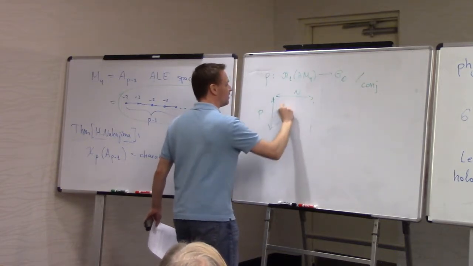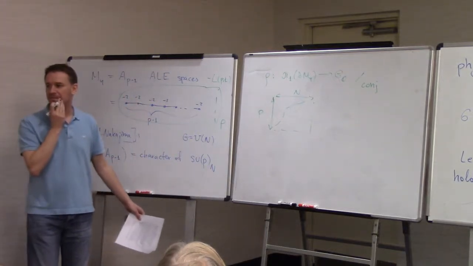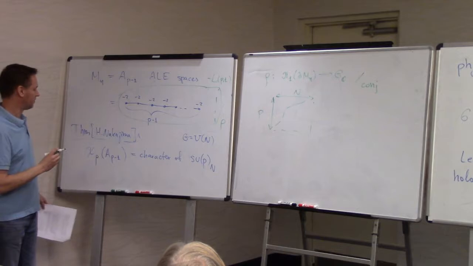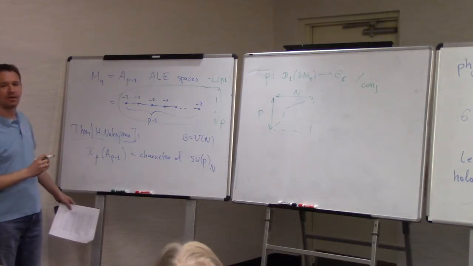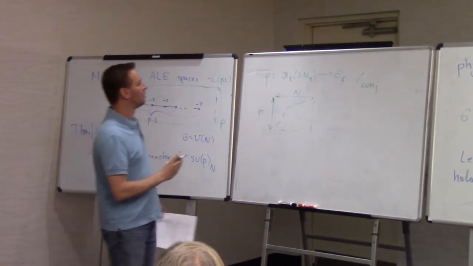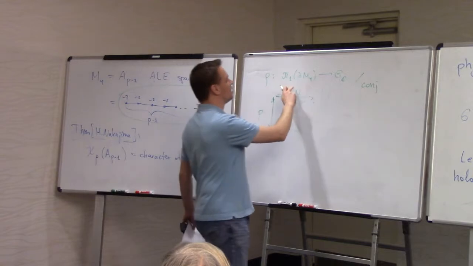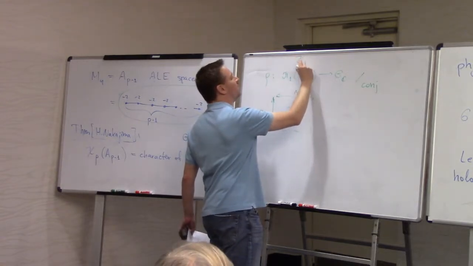So Young tableaus that fit into this box. If I'm not mistaken, it's a cyclic group. So the fundamental group is a cyclic group. So what is the fundamental group and what does that mean? Well, it's a cyclic group, right, so this is the cyclic group ZP.